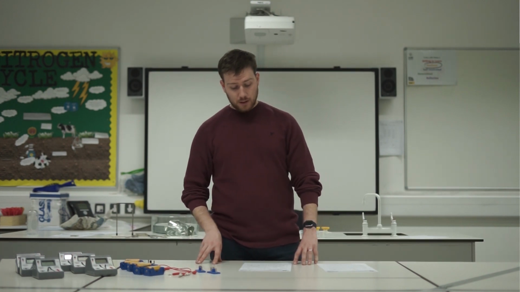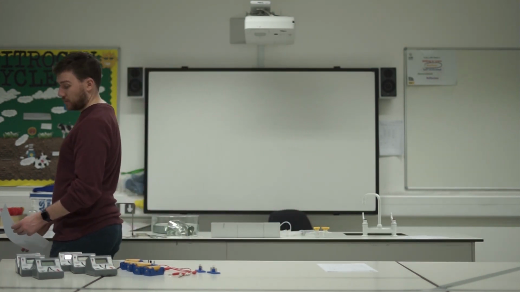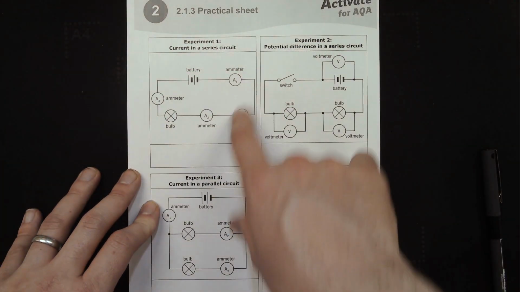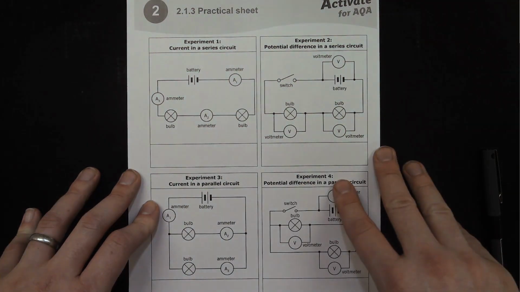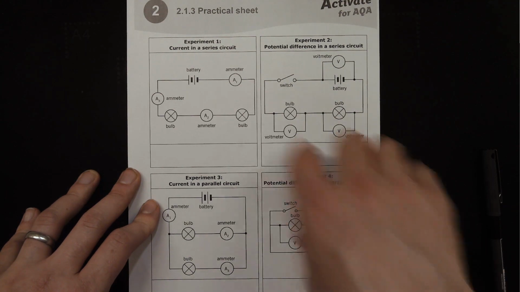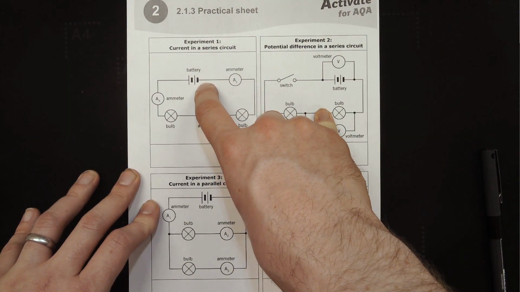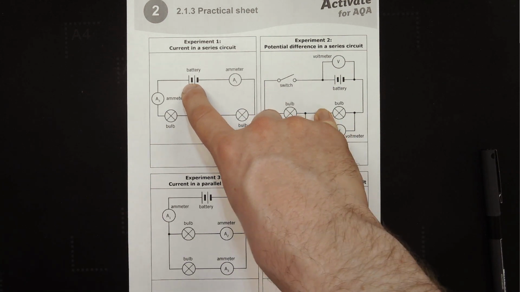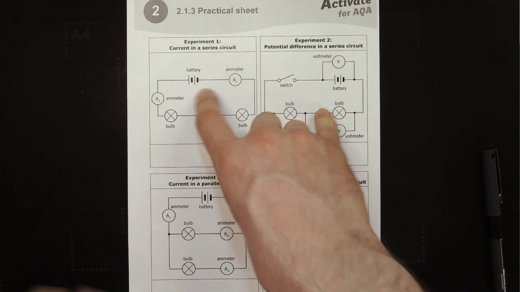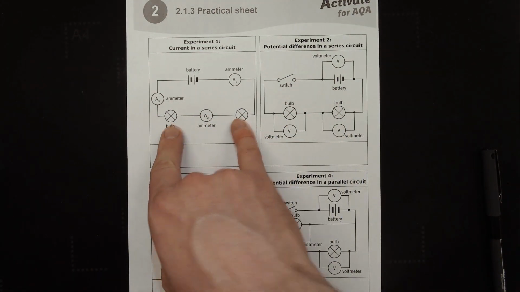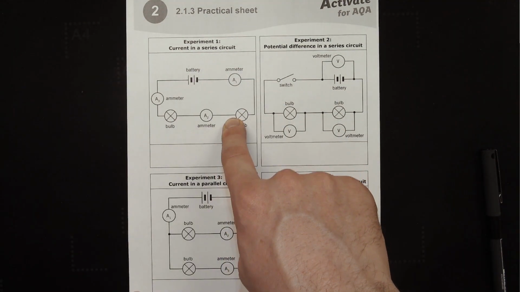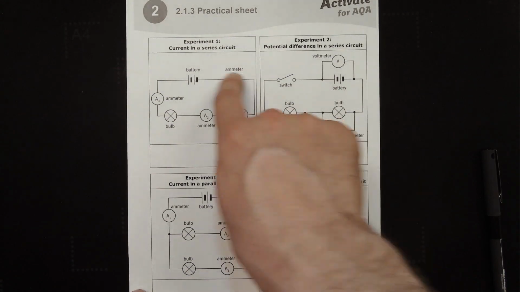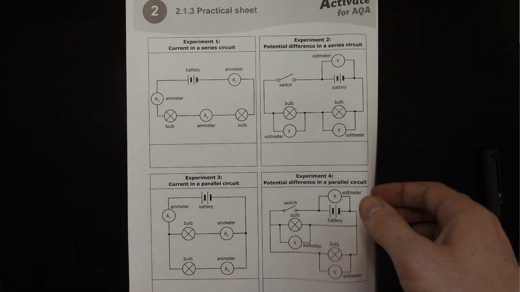So starting with experiment number 1, this one here. I'm going to set it up with some batteries. This is showing 2 batteries, but in order for the bulbs to be bright enough for you to see, I'm going to use quite a few more. We're going to have 2 bulbs and we're going to have 3 ammeters. And it's a series circuit because once again, I've got one loop going all the way around.